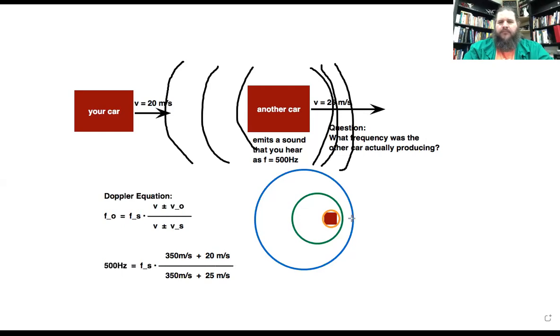They're shorter and they're bunched together more. Right, they're bunched together much more closely, a much shorter wavelength. So in the direction of motion, we have a shorter wavelength.